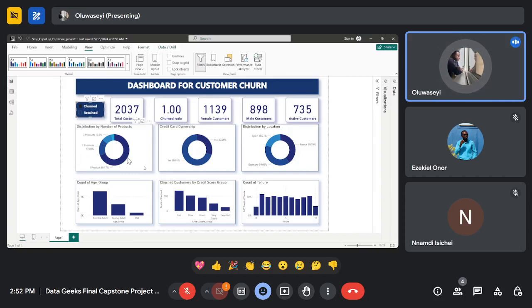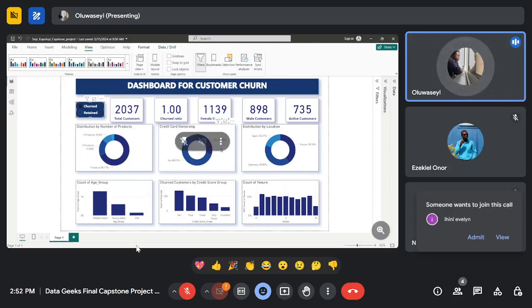The next is the credit card ownership, right? And I have to be careful here. The truth is, the difference is not much. I know that you gave feedback for Kingsley on this, but I will explain. The credit card ownership is at 69.91%. Yes. Those that have a credit card and churned are about 70%, and those that don't have one, about 30.